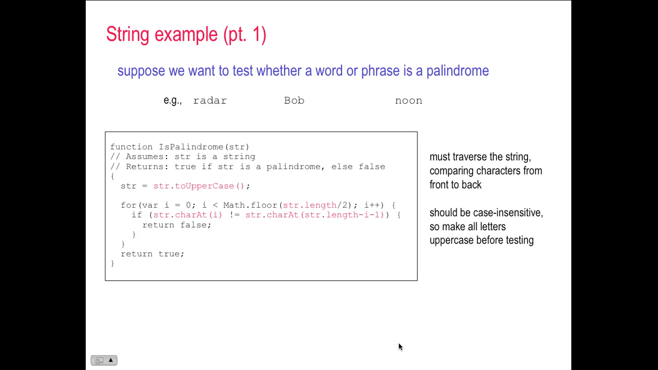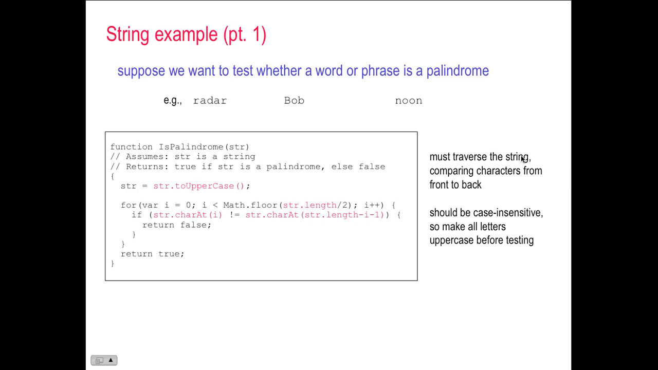So here's a string example. Suppose we want to test whether or not a word or phrase is a palindrome. So we have radar, Bob, and noon. So we must traverse the string, read it backwards, and compare the characters. As an example, Bob is a palindrome. If it reads left to right and right to left and it has the same meaning, then it's a palindrome. So noon is also one. Radar is not one because it's, oh, is it? And radar is one. All three of them are. Yeah, I quickly looked at this one and went, it can't be. But all three of them are palindromes.